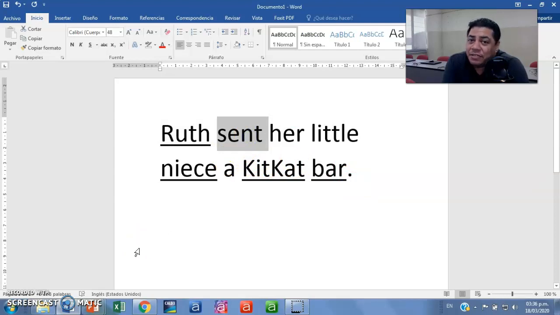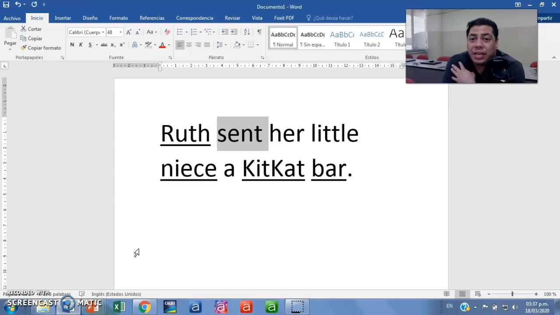Send is a transitive verb. How do I know it's a transitive verb? Because if I ask, can you send something? Can you send someone? And if you have a positive answer, that means that that verb is a transitive verb. Now, Ruth sent who or Ruth sent what? If I say Ruth sent who, I can say, oh, she sent her little niece. Direct object. Not really. Because you gotta remember one of the most important things that we need to do when we are performing sentence analysis is to understand the sentence. If we do not understand the sentence, then we cannot do the analysis properly.